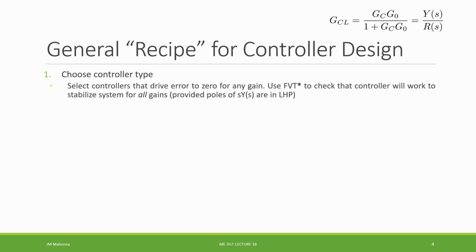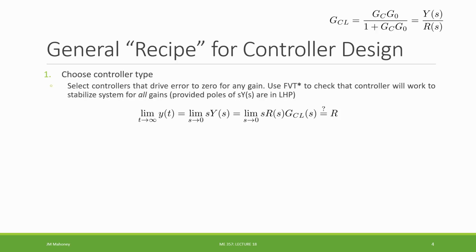So again, we are going to check here: if y of t is our output, we want to know what it does as time goes to infinity. Well, from the final value theorem, if we know what's happening in the s domain, we can find the limit as s goes to 0 of s times Y of s.